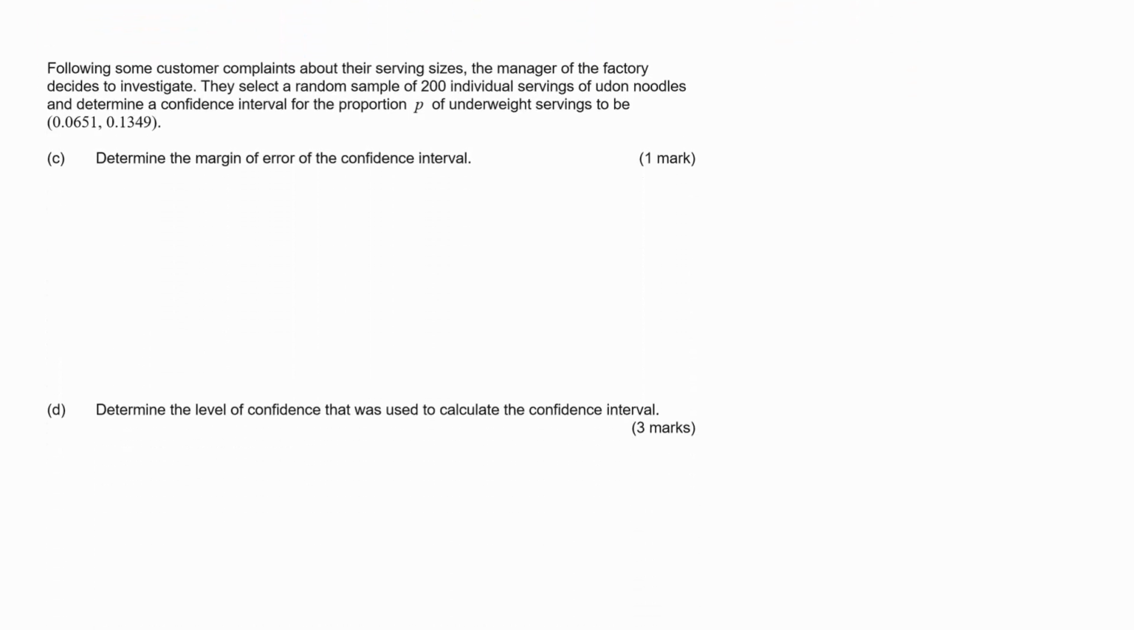So, moving on. Following some customer complaints about their serving sizes, the manager of the factory decides to investigate. They select a random sample of 200 individual servings of udon noodles and determine a confidence interval for the proportion P of underweight servings to be this. Determine the margin of error.